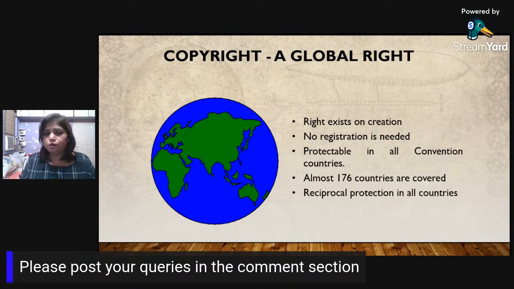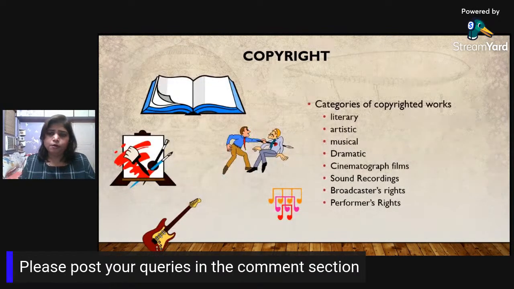So copyright is a global right, there is no need to register. It is because of the Paris Convention. All the countries which come under the Paris Convention, the same rules will apply. Around 176 countries are there. So automatically, if you have a creative expression, that copyright protection is over there also. Categories of copyrighted works: literary, artistic, musical, dramatic, sound recordings, broadcasts, performers' rights.